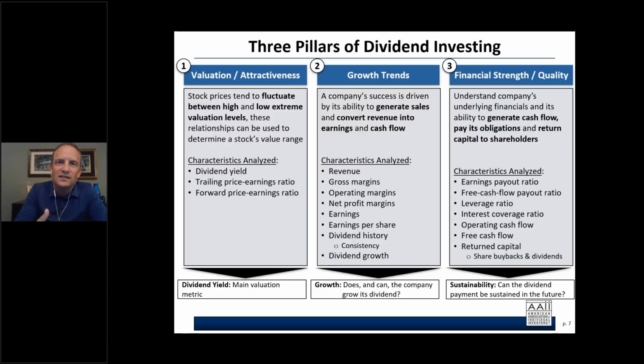One of the other pillars we look at is growth trends. So of course, a company's success is driven by its ability to generate sales and really convert those sales into earnings and cash flow. So you can see there, I've included a few of the characteristics that we analyze. We look at revenue trends, operating margin trends, earnings per share, and of course, we look at the dividend history. We're looking for consistency, and we're looking for companies that have grown their dividend. And we always ask ourselves the question, does and can the company grow its dividend? So looking at those growth trends helps us answer that question.